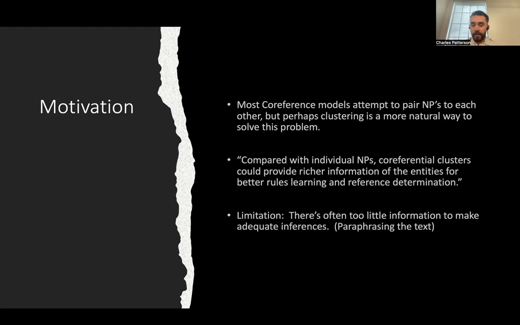So the motivation here is that most coreference models attempt to compare the different noun prepositions to each other. Like our last one, where we had the rules set up, and then we tried to link them using statistics-driven models. But here, their thought is, well, it kind of makes sense to cluster these noun prepositions as opposed to trying to link them together.